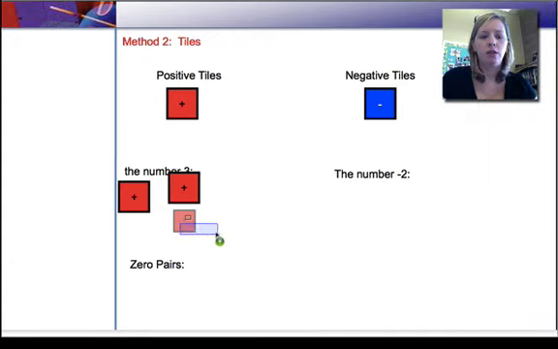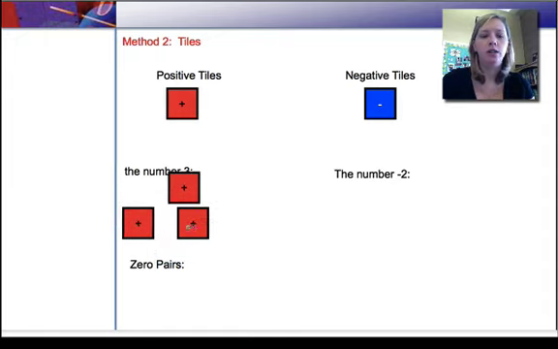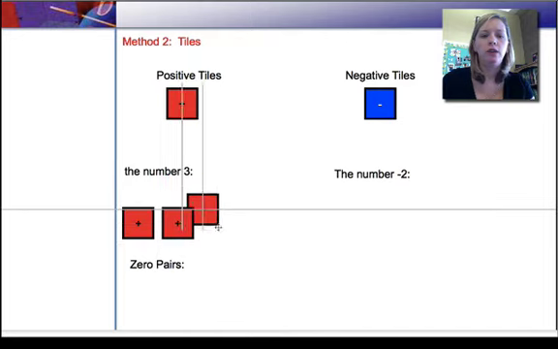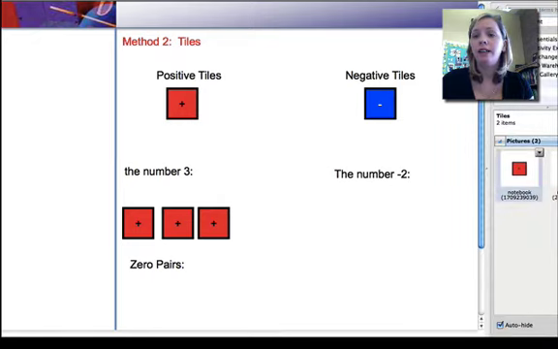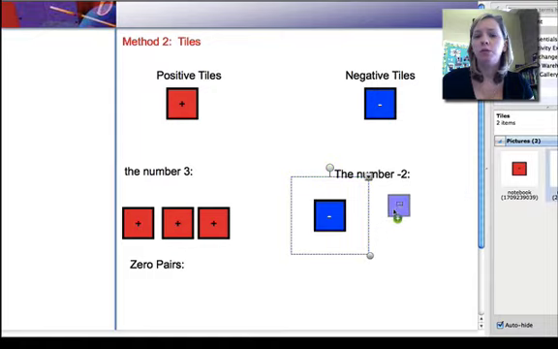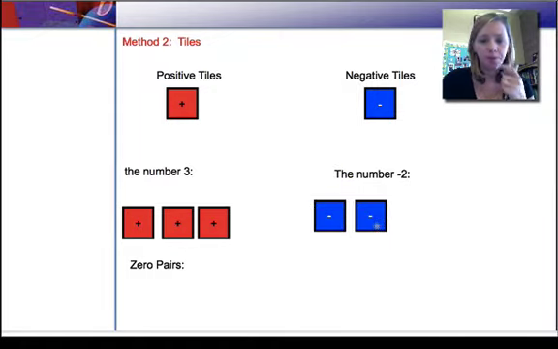Okay, there we go. So we've got our 3 tiles: 1, 2, 3, and that would represent the number 3. In a similar way, we can use negative tiles to represent negative numbers. So the number negative 2 would just be represented by 2 little negative blocks like this.